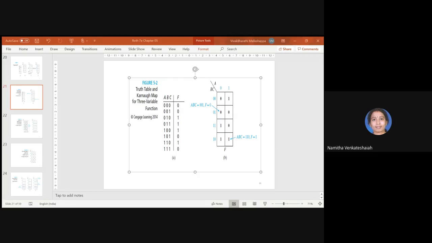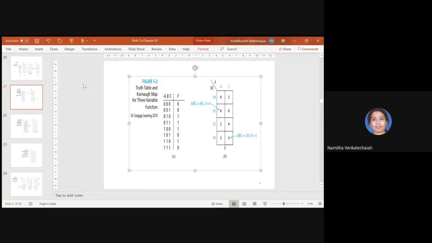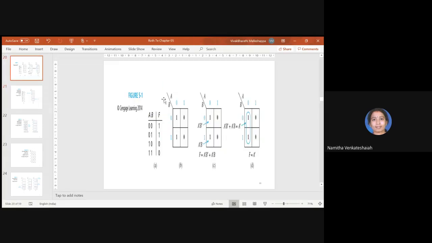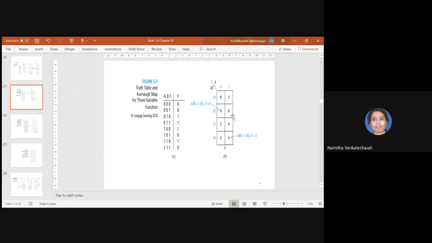So we started with the Karnaugh map. We understood the two variable Karnaugh map, wherein how to write the equation in the Karnaugh map, how you can group that and how you can minimize that. Similarly, we proceeded with the three variable Karnaugh map.